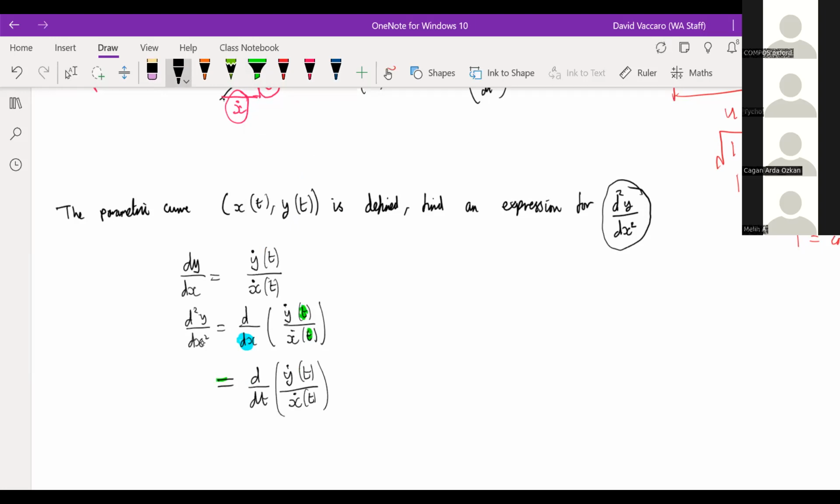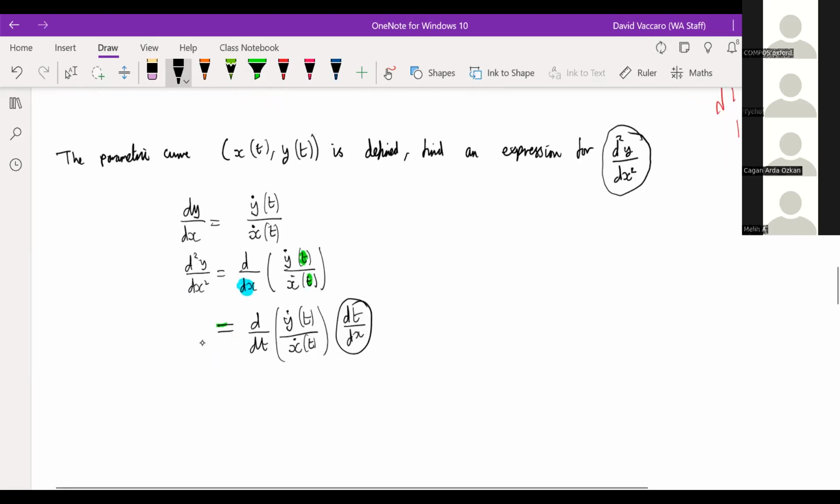But we can't just differentiate with respect to t willy-nilly. We'd need to invoke the chain rule and have a dt/dx. But that is the same as dividing by dx/dt. And then how do we differentiate this fraction?